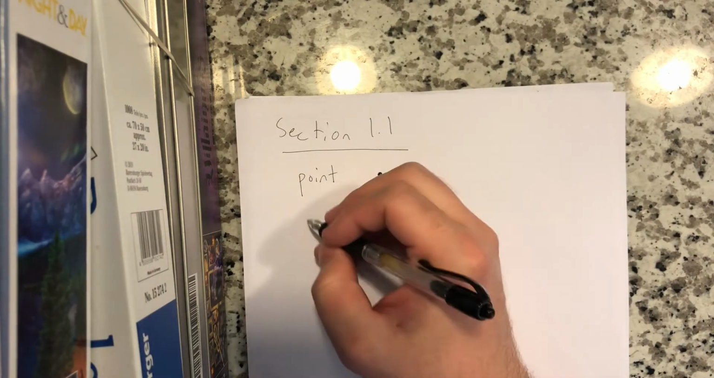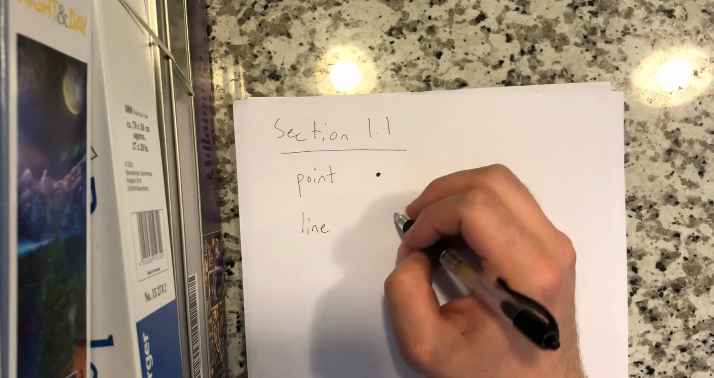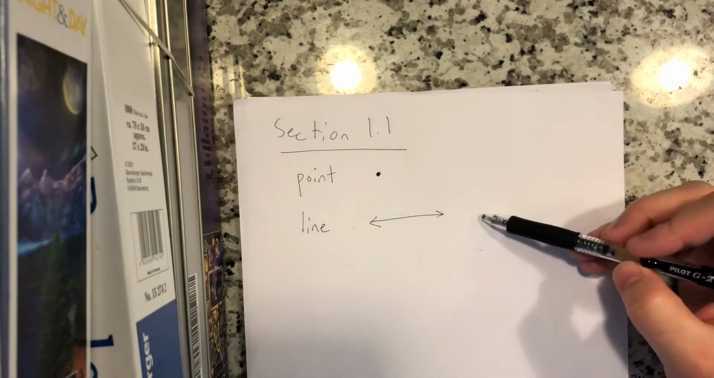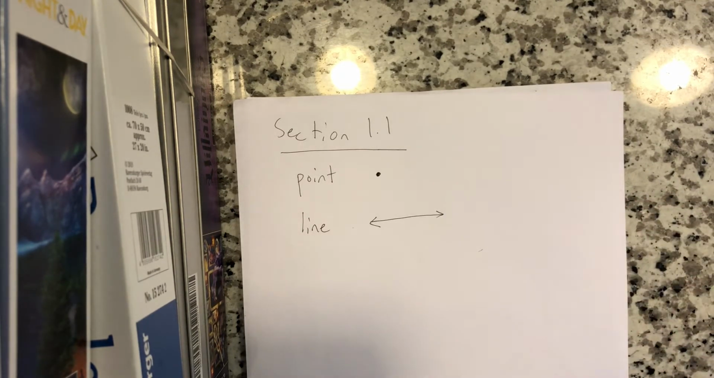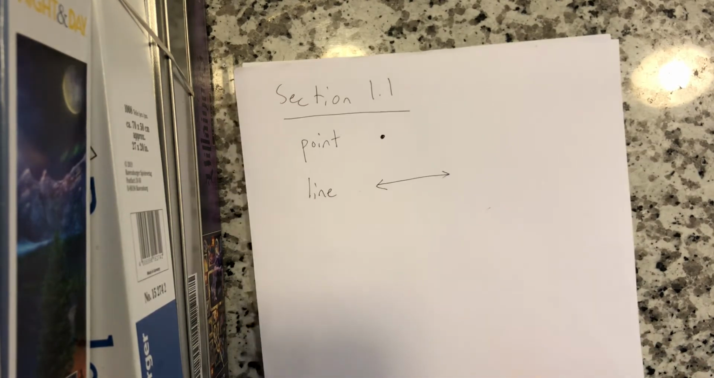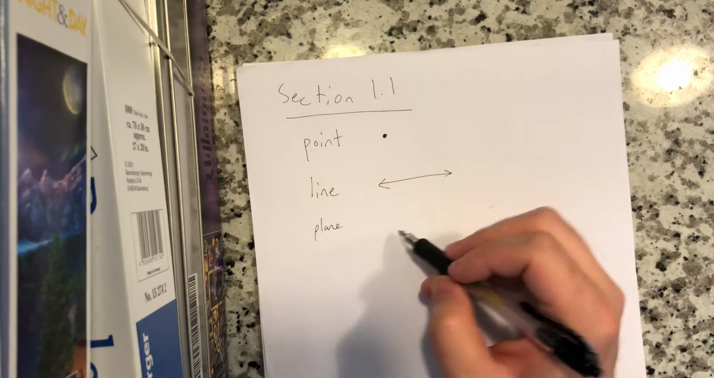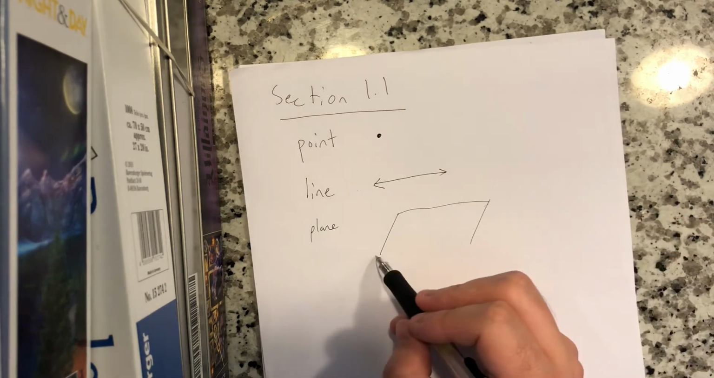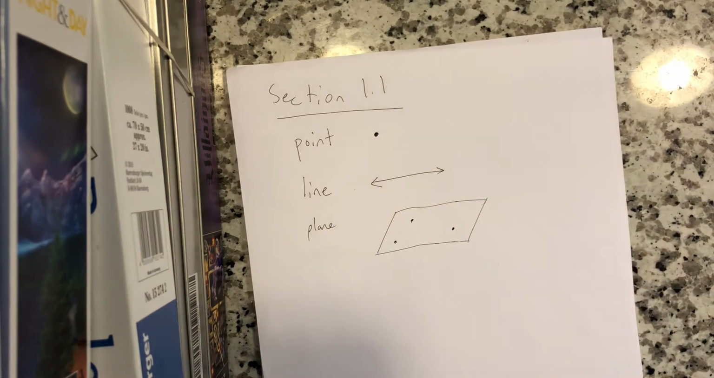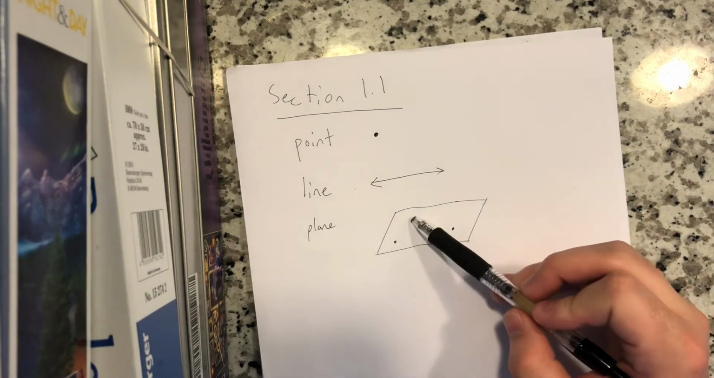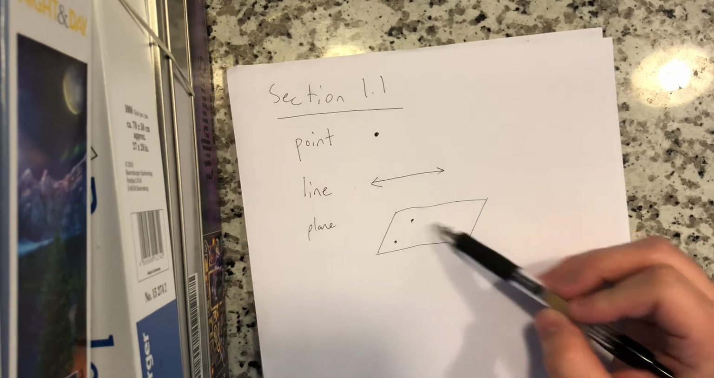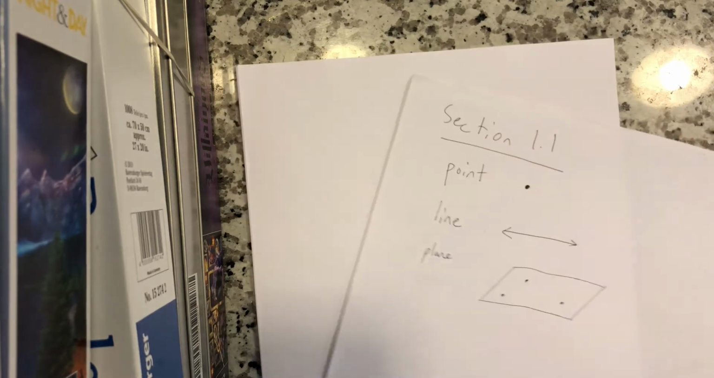The next one we need to talk about is a line. A line is going to be a one-dimensional figure, so it goes just left and right or up and down, and it goes off forever in both directions. A plane is a two-dimensional figure. Typically we'll represent it with this parallelogram type of idea. And I drew these 3 different points in here to distinguish that clearly these are not all on a line. If you have 3 points that are not all on a line, then they make up a plane.